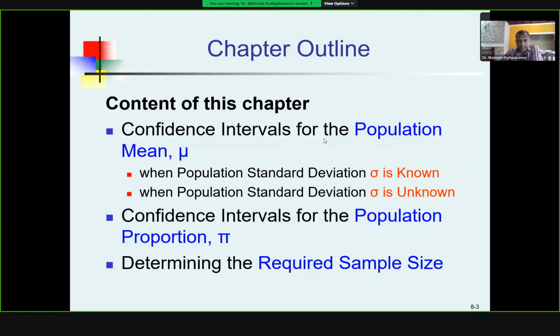Then read the detailed chapter outline. The confidence interval for population mean we can calculate under two scenarios. The first one is when the population standard deviation is known. The other one is when it is unknown. And also we will learn the confidence interval for population proportion and learn how to determine the sample size.